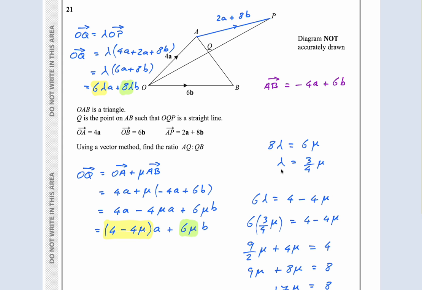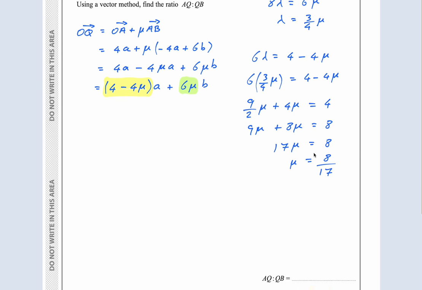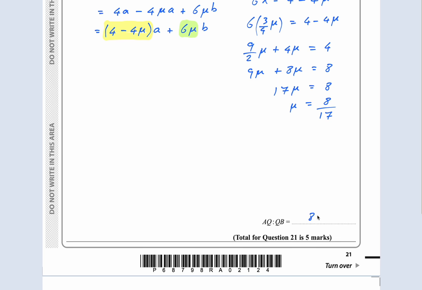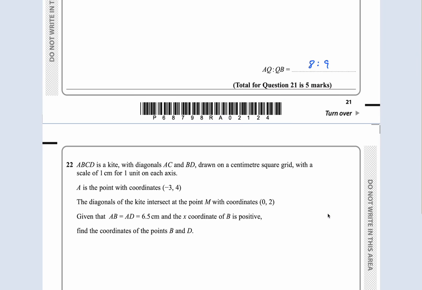So that means this is 8/17, because mu is 8/17. So this is 8/17 of the full length, which means this is 9/17 of the full length, because the full length will be 17/17. So the ratio of AQ to QB is 8:9. Now, guys, obviously that is super hard. Those vector questions are really, really difficult, but that is question 21.